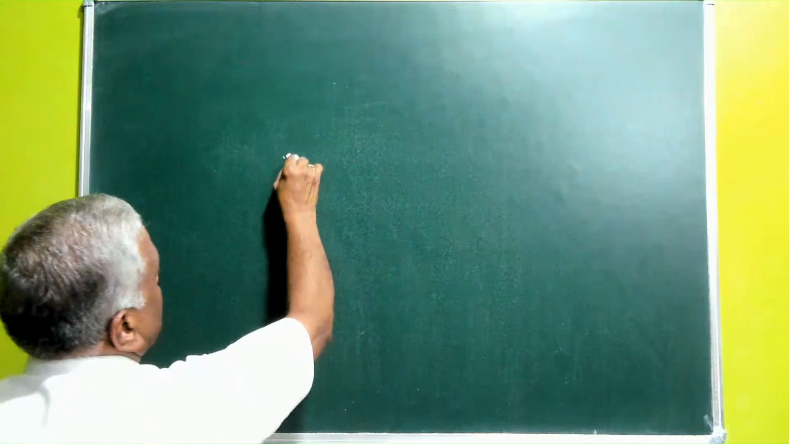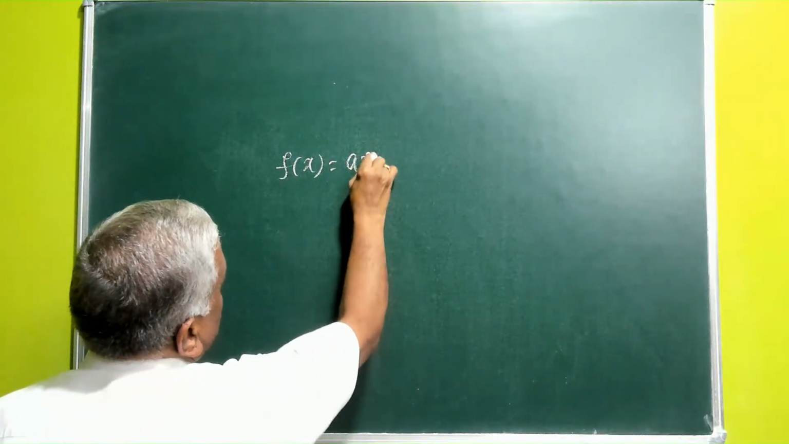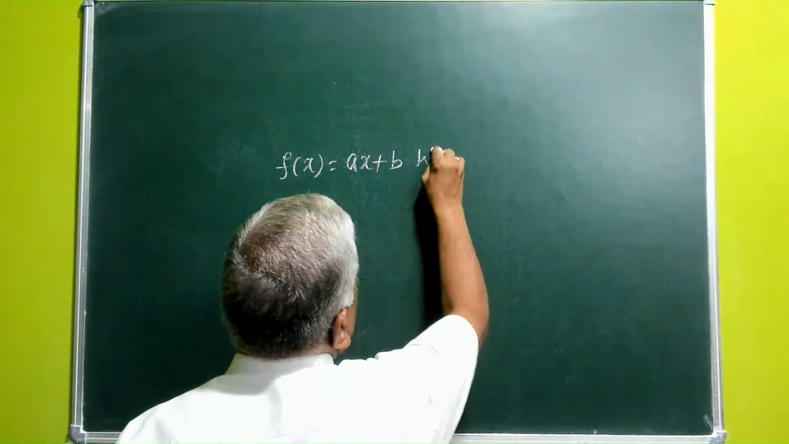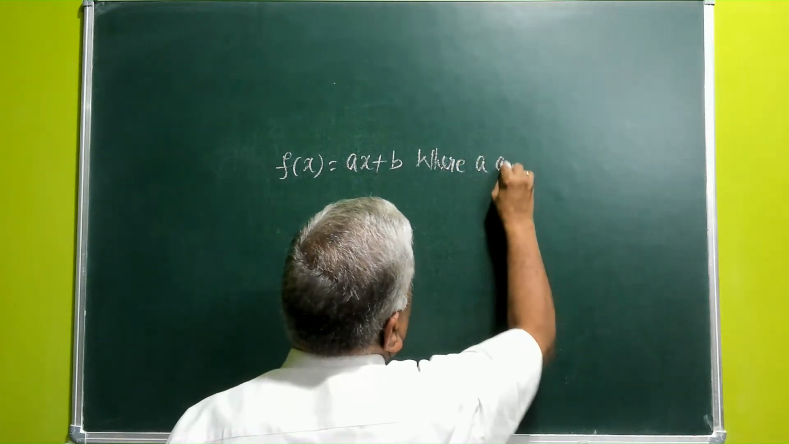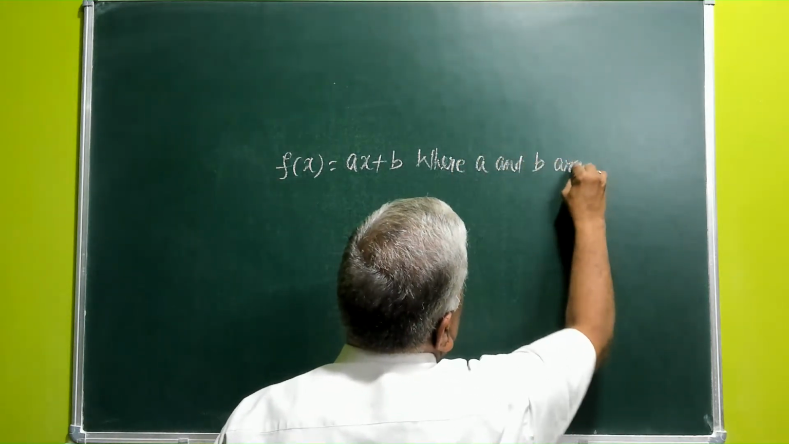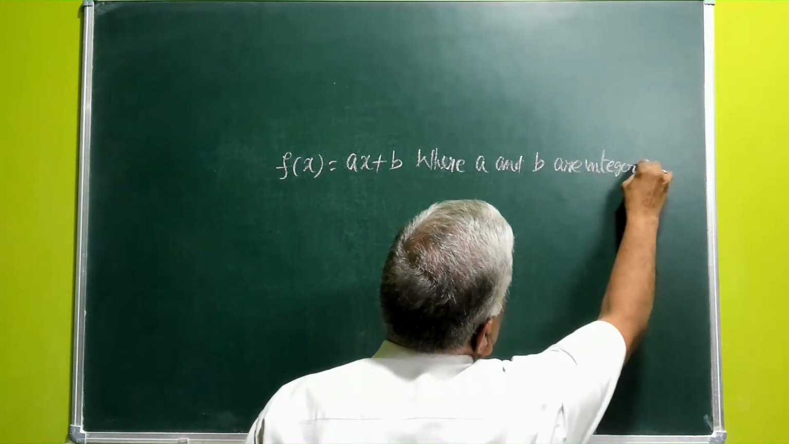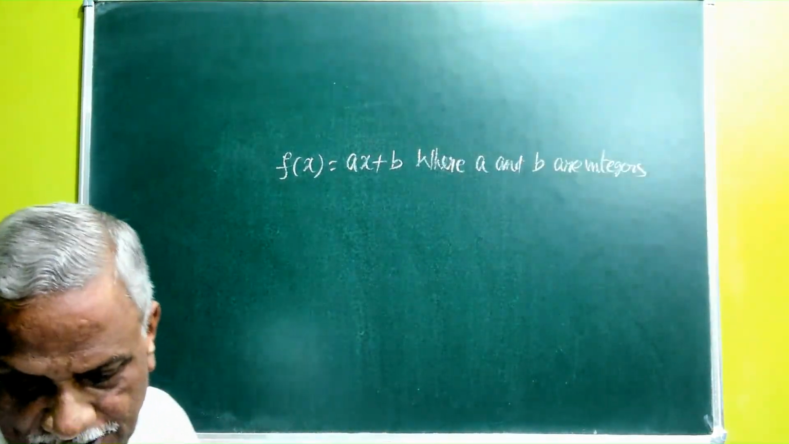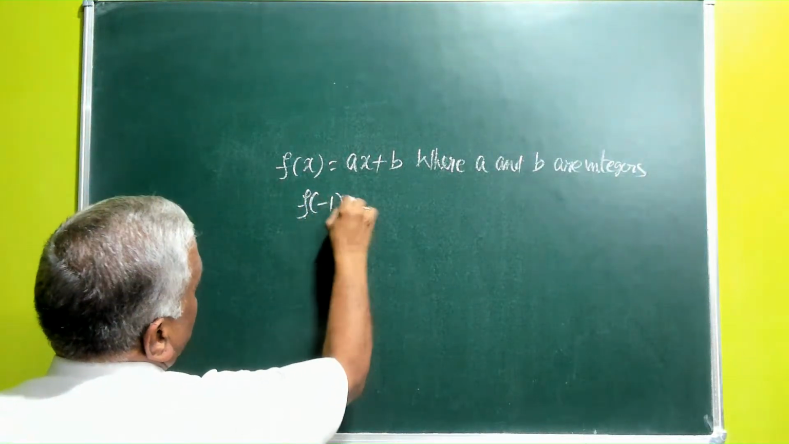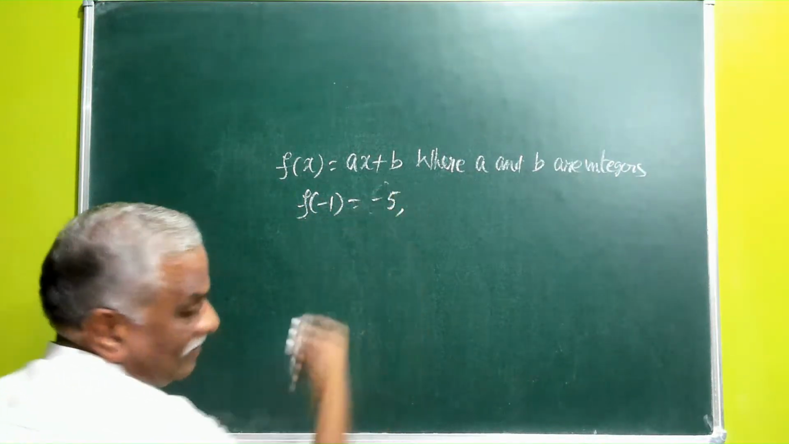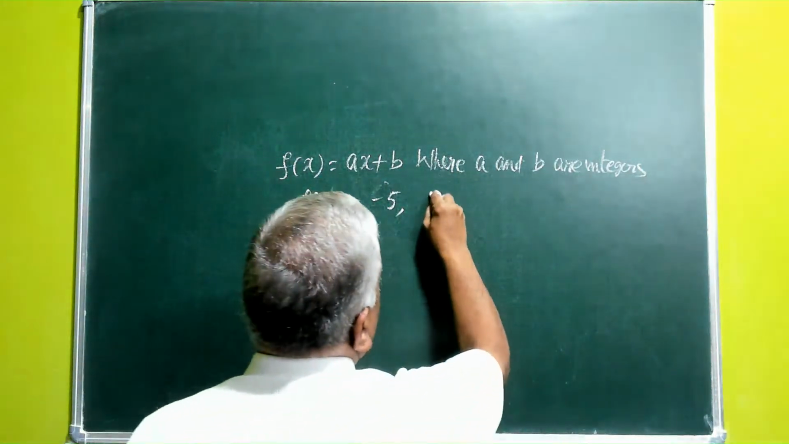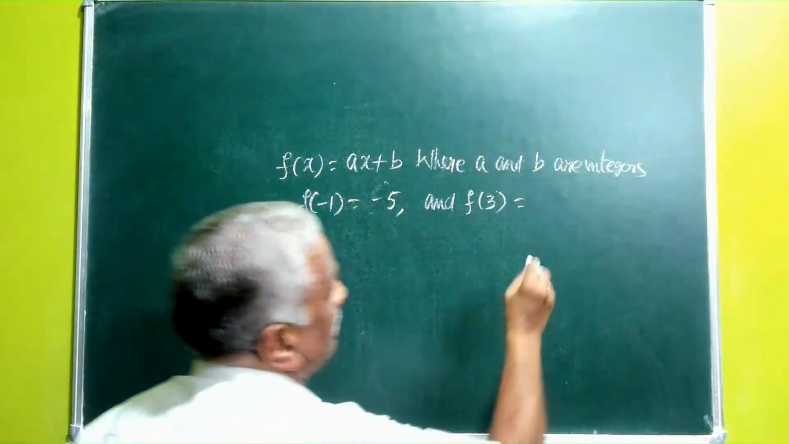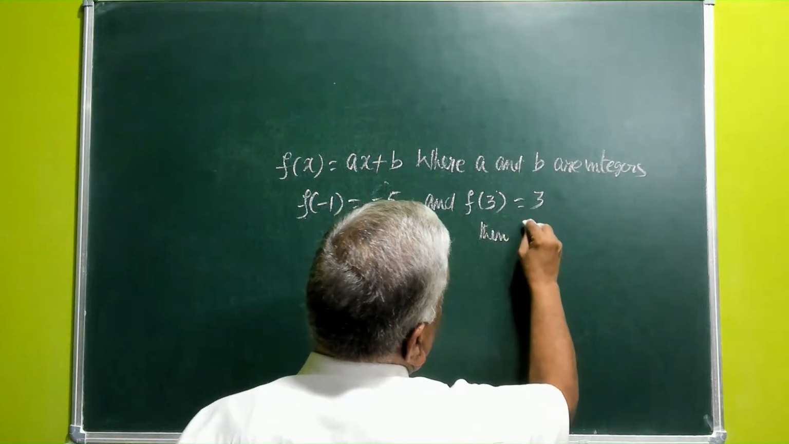If f of x equals ax plus b, where a and b are integers, f of minus 1 is minus 5, and f of 3 is 3. Then find a and b.